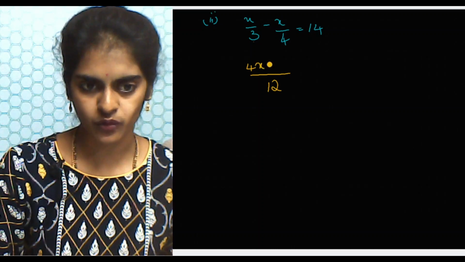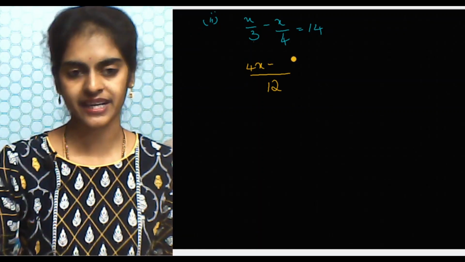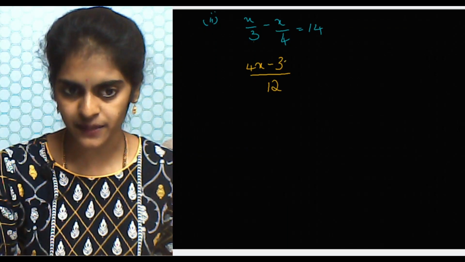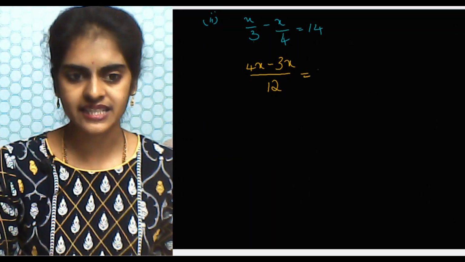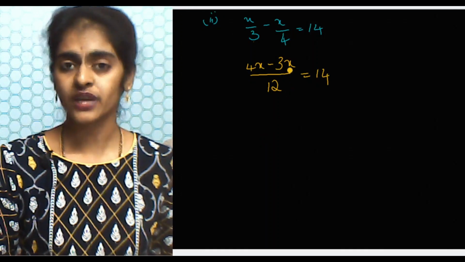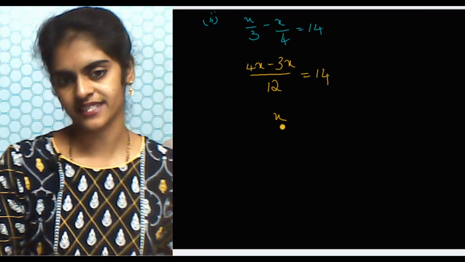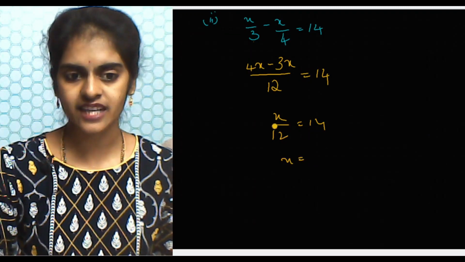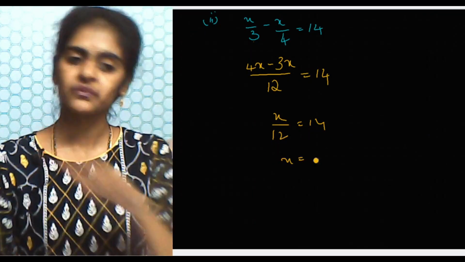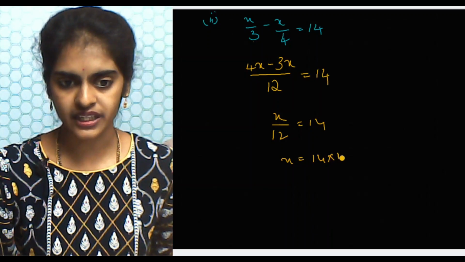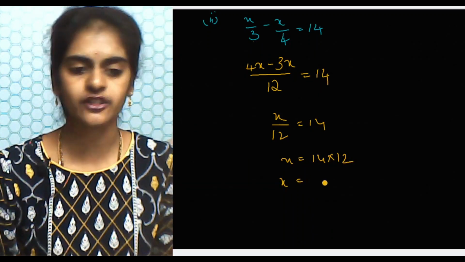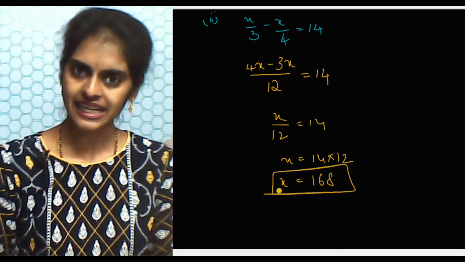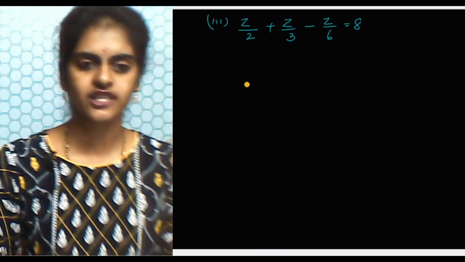So this becomes 4x minus, you have minus, right, minus. Now 4 3s are 12, so the numerator also will multiply by 3. So 3x is equal to 14. So 4x minus 3x gives you 1x, divided by 12 is 14. Okay, so x is, now this 12 is in division, send it to RHS, so it becomes 14 into 12. So the x value you get is 168. So 14 12s are 168. Clear? Let us move on to the next one.